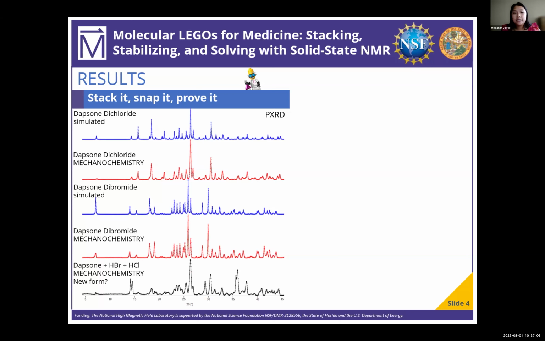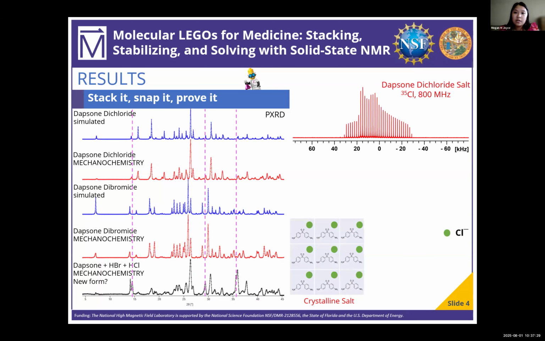Finally, we combined free-base dapsone, HBr, and HCl to try to create a new solid form. And this time, you can see that the peaks are similar yet distinct from those above. Because these peaks are not all the same, this tells us that we likely made a new solid form. But to confirm this, we have to turn to solid-state NMR.